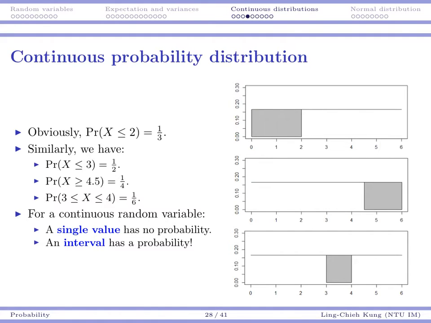Okay, so basically, we can have a few conclusions now. A single value has no probability for a continuous random variable, but an interval has a probability. And when we are randomly drawing a value from an interval, then given a subinterval, the probability for the value to come from that subinterval is just the relative length of that subinterval.